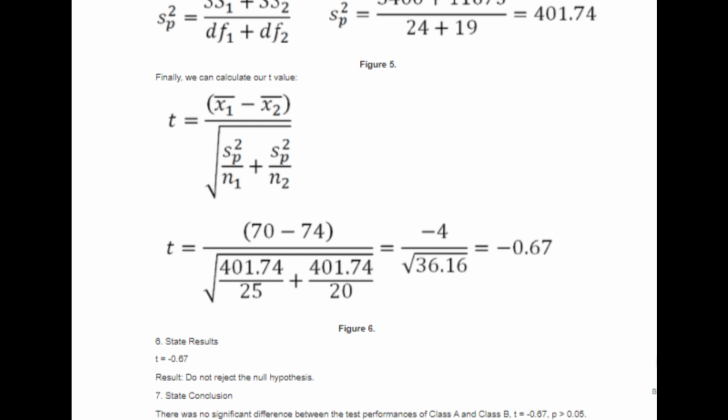Then we will state the result. T is equal to negative 0.67. Then our result: the null hypothesis will not be rejected. Then lastly, we will state our conclusion. There was no significant difference between the test performances of Class A and Class B. T is equal to negative 0.67 and P is greater than 0.05.